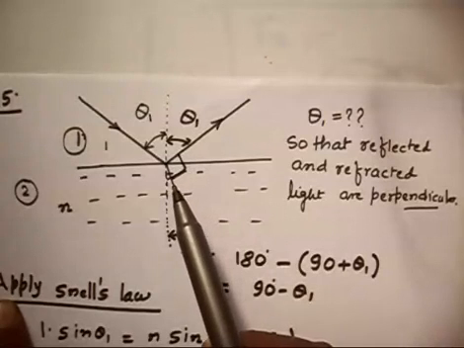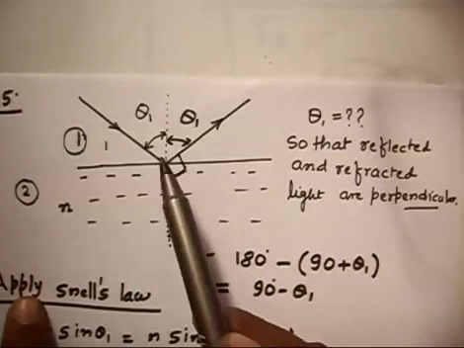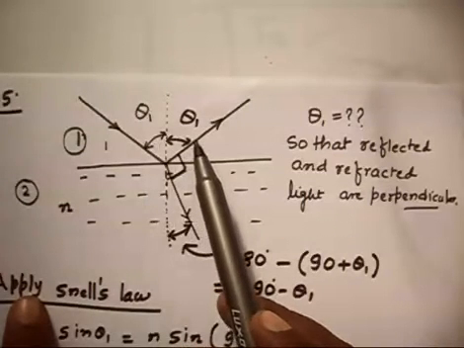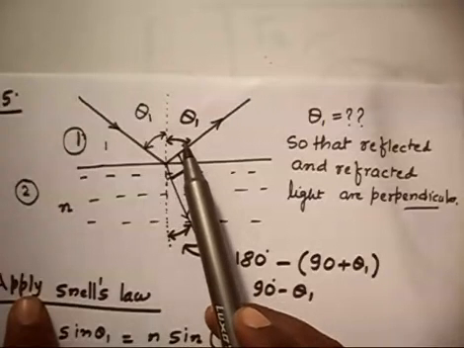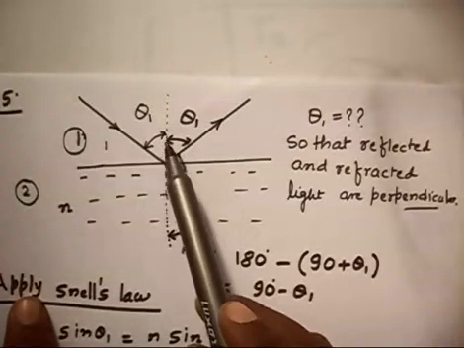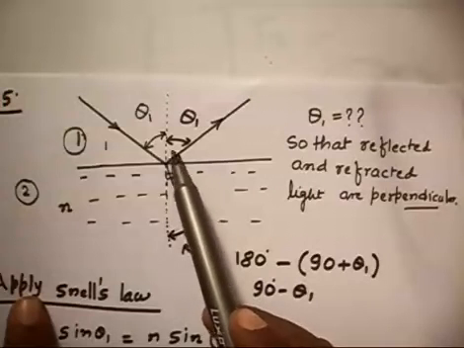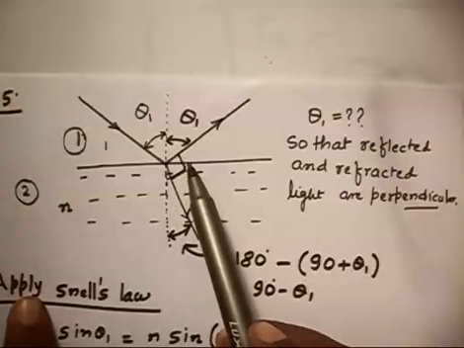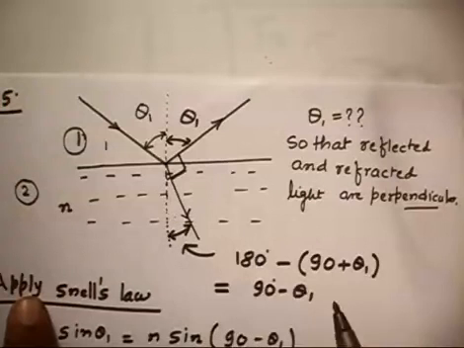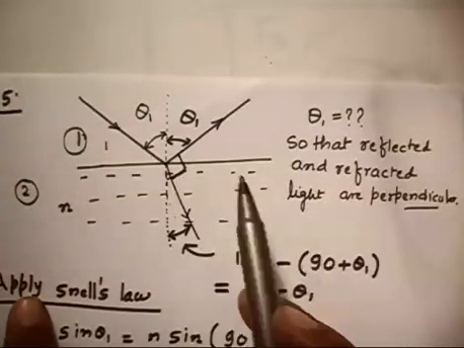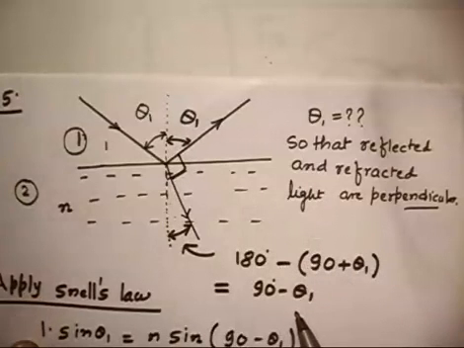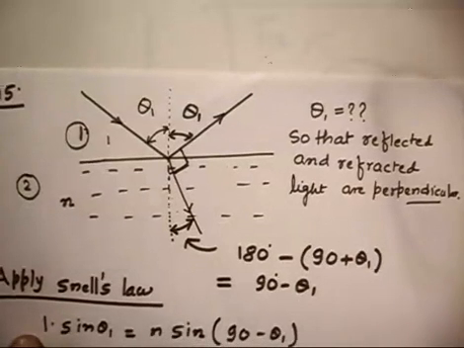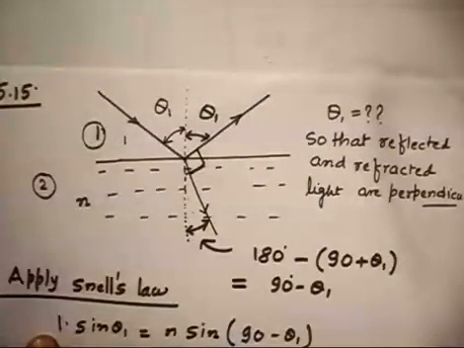So if this angle is 90 degrees, what will be this angle? You see, this angle is theta 1 because of the law of reflection. The total angle is 180 degrees, so 180 degrees minus 90 minus theta 1 is this angle. So 180 minus 90 is 90, minus theta 1. This angle is 90 minus theta 1.